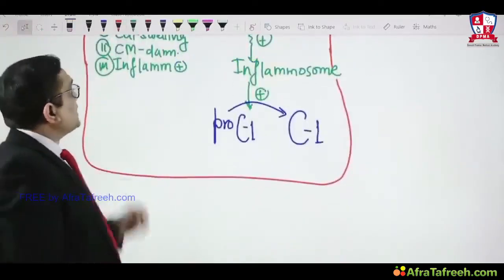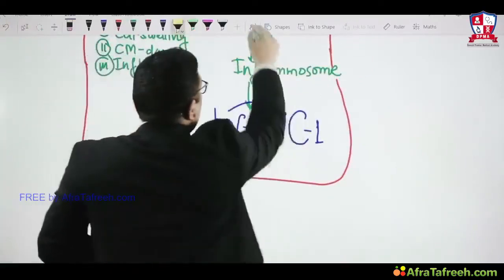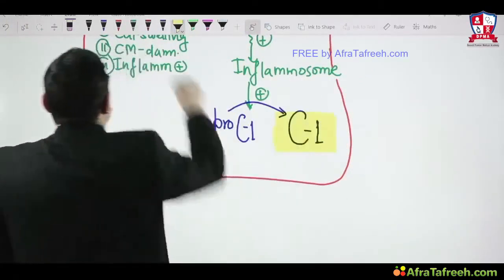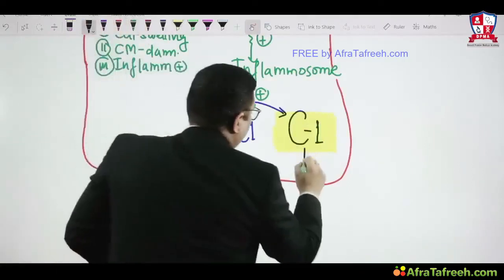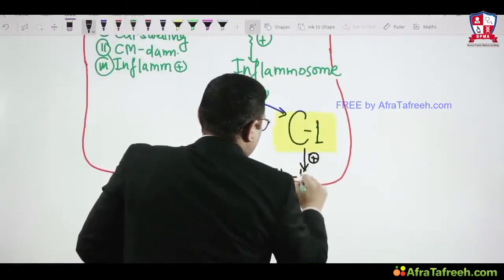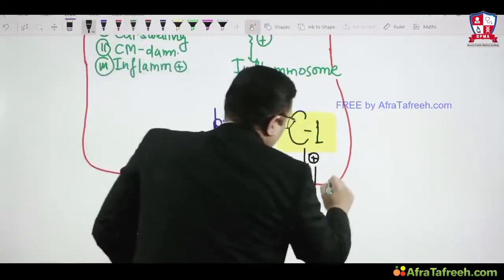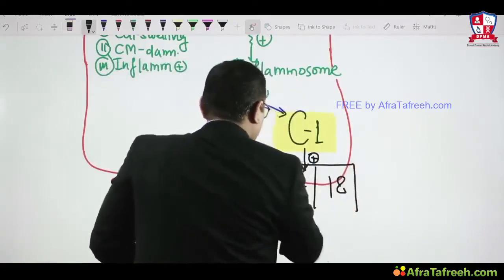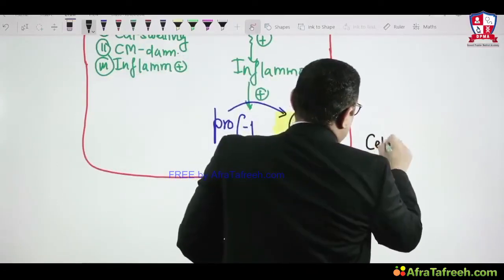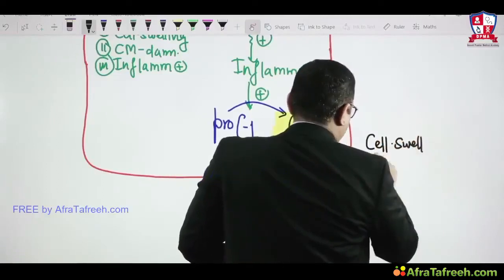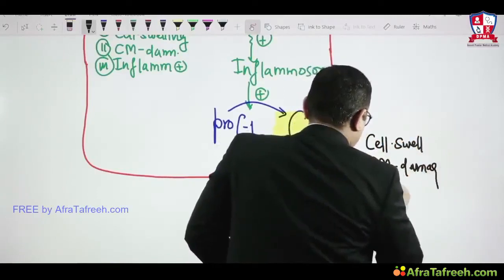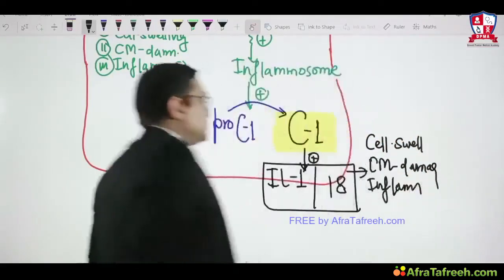This caspase 1 is very important, and this was a question in an All India exam. When the inflammasome activates caspase 1, what is its function? This caspase 1 will activate interleukin 1 and interleukin 18. These two interleukins are called inflammatory cytokines, and they will also cause the same things: cell swelling, cell membrane damage, and inflammation.